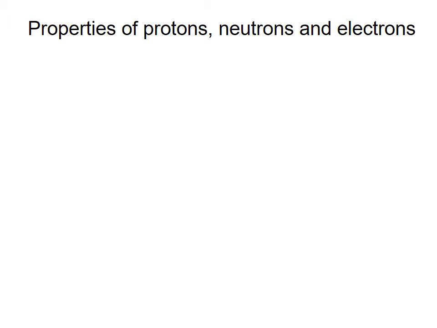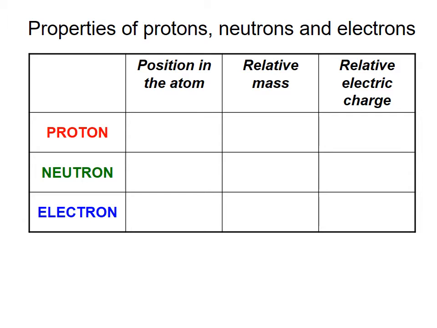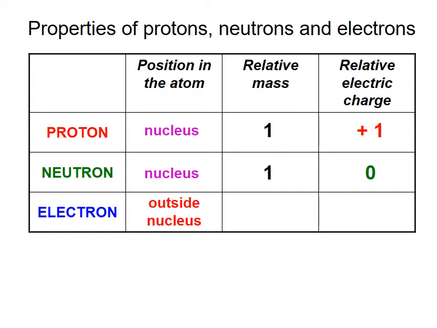So protons, neutrons, and electrons have different properties. The proton is found in the nucleus. It has a relative mass of 1 and a relative electric charge of +1. P for positive, right? The neutron is also found in the nucleus. It has a mass of 1 also, and it has a charge of 0. It's neutral. An electron is found outside the nucleus. It's going to have a relative mass of 0, close to 0, and a charge of -1. Never invite them to parties. They're always negative.